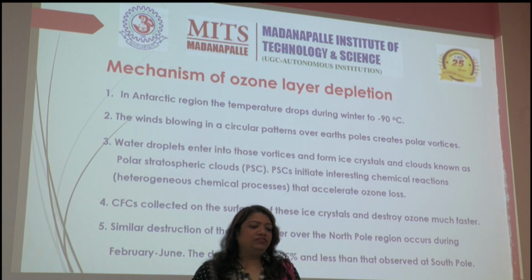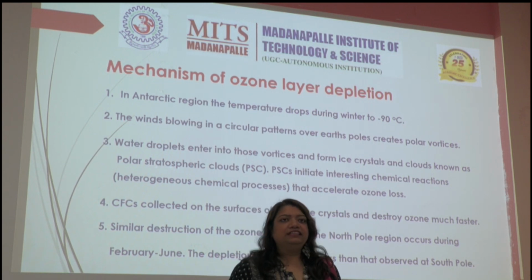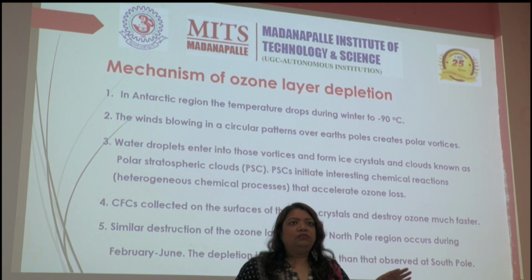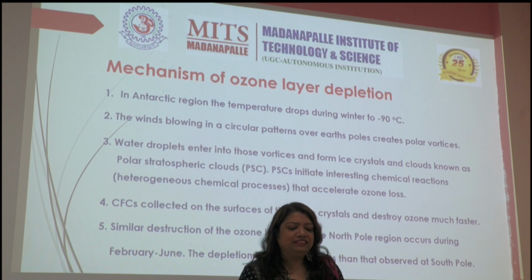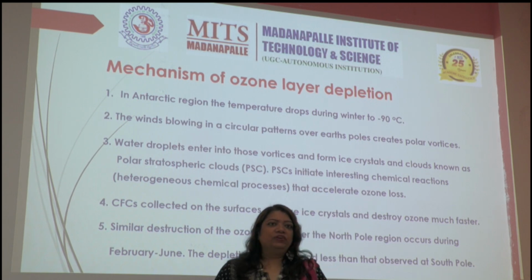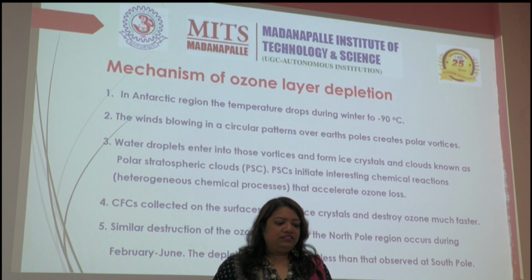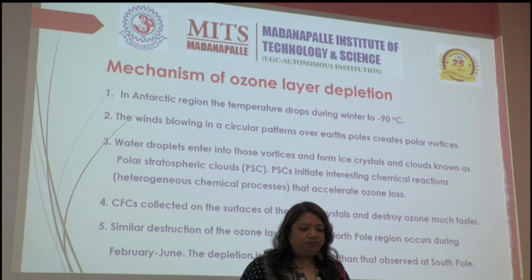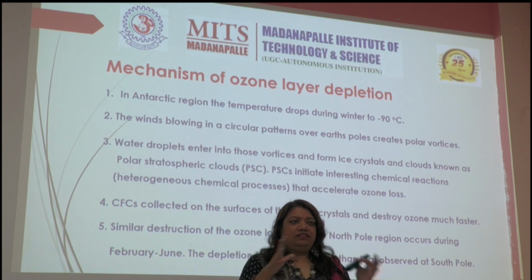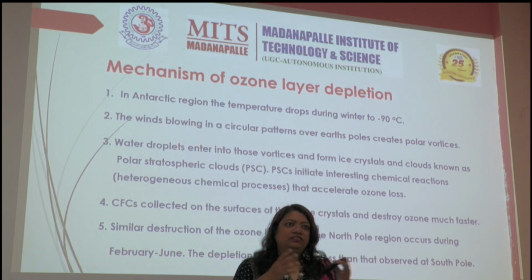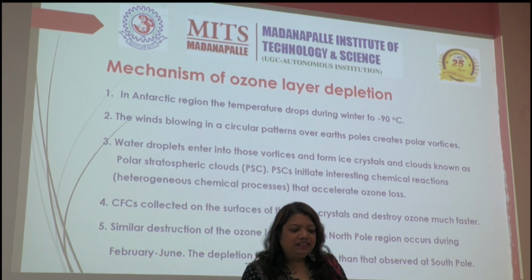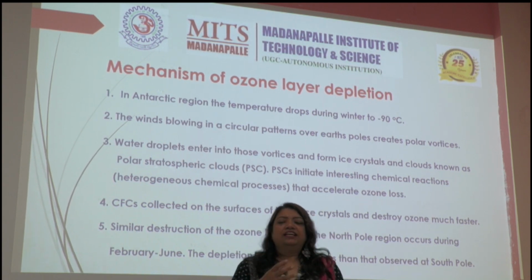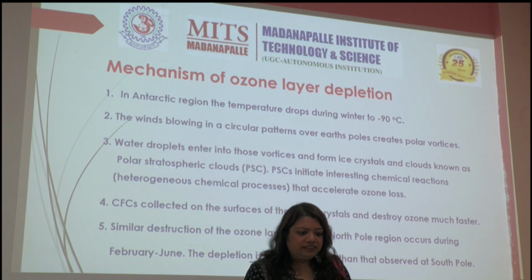Now, what is the mechanism of ozone layer depletion? The Antarctic region is a very cold place, that everyone knows. In the winter season, the temperature goes below minus 90 degrees Celsius. And what happens? The wind blowing in a circular fashion over the Earth's poles creates polar vortices. Now, in these polar vortices, water droplets come and create ice, and these polar vortices and water particles form stratospheric clouds, polar stratospheric clouds or PSC.